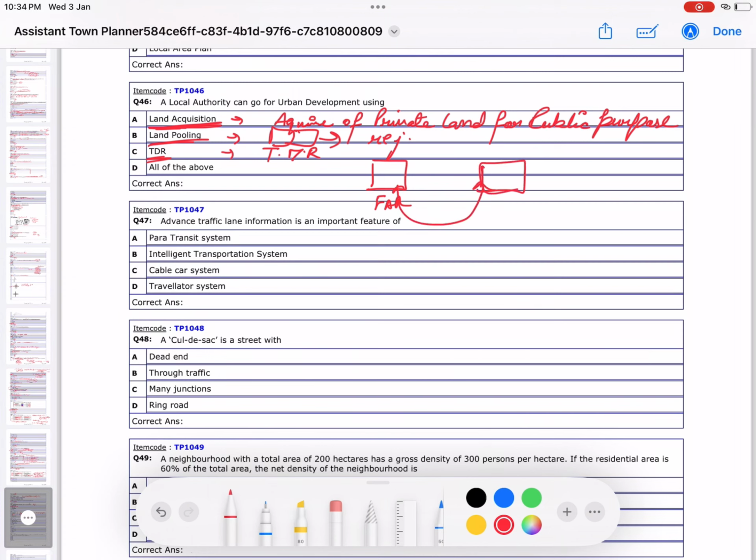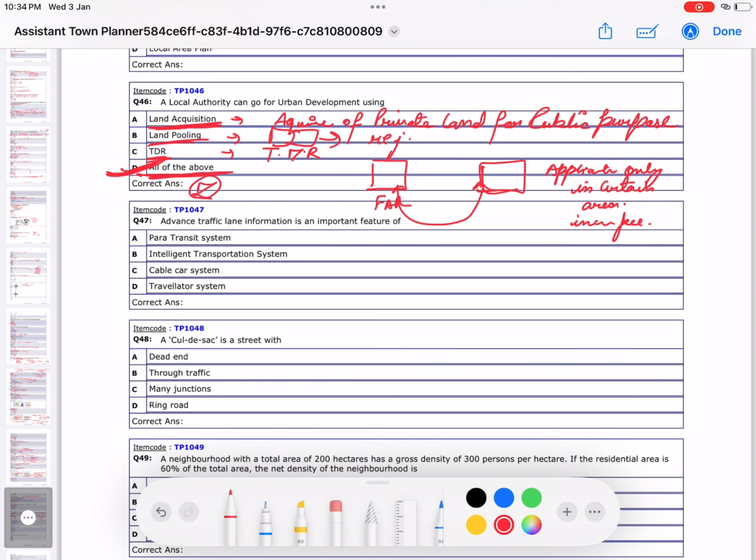So these are applicable only in certain areas. You just have to pay an incentive fee, and so the correct answer is all of the above, D.